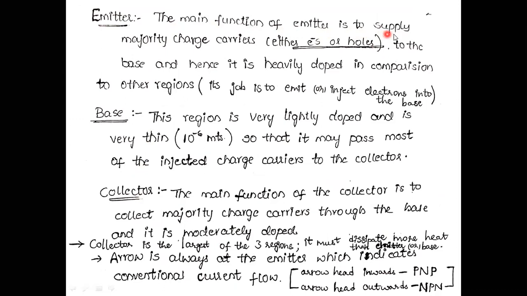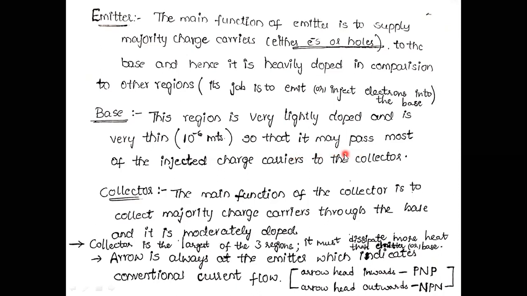The main function of the emitter is to supply majority charge carriers to the base, and the emitter is heavily doped. Its job is to emit or inject electrons into the base. Next one, base. This region is very lightly doped and very thin. Approximately, in length or width, it may be 10 power minus 6 meters, that means 1 micrometer. That much thin amount of material is the base material.